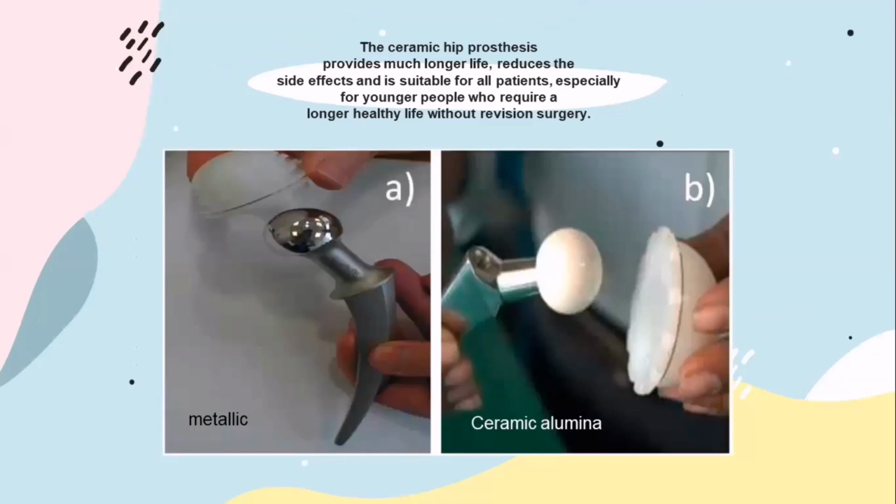This is the picture of the ceramic hip prosthesis, which provides a much longer life and reduces side effects. It is suitable for patients, especially younger people, who require a longer healthy life without revision surgery. The picture A is for metallic and the picture B is for ceramic alumina.